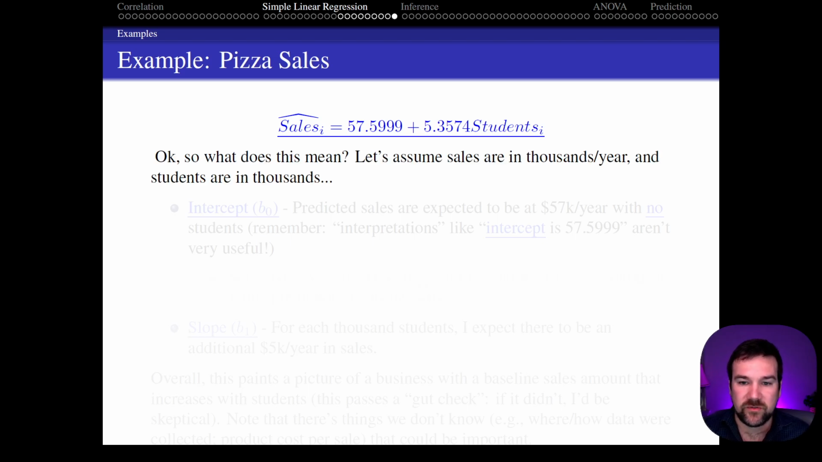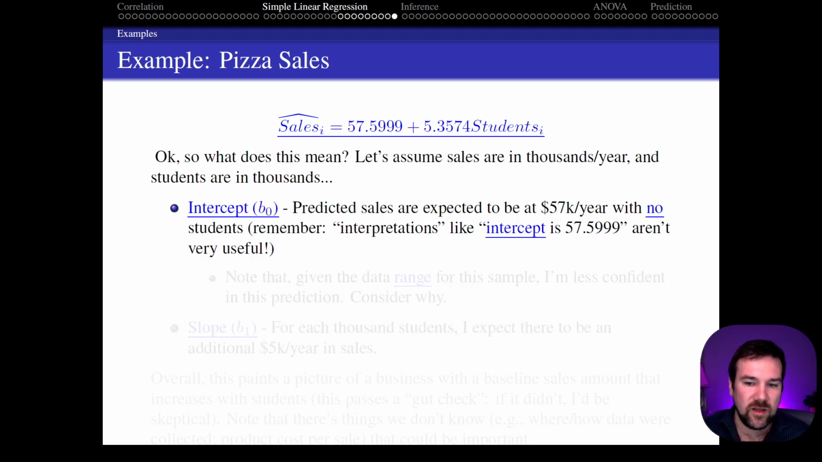So let's interpret this. I'm going to assume sales are in thousands of dollars a year and students are in thousands. The intercept is the predicted sales when no students are there. Things like the intercept don't always mean that much, but $57,500 with no students makes sense. Does it make sense that a pizza shop could be doing sales with no students? Yeah, absolutely. Think about the summer. There's no students around. So this number might actually be useful.